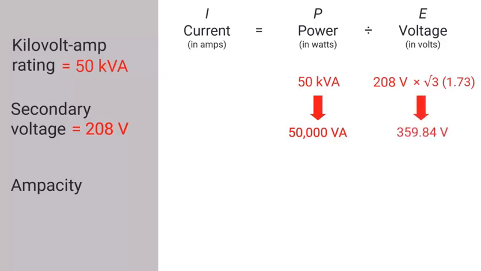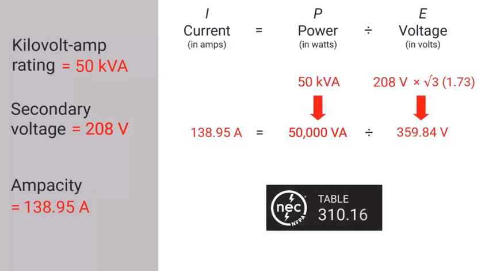This gives us 359.84 volts. Then we divide 50,000 volt amps by 359.84 volts, which results in 138.95 amps. This is our ampacity.